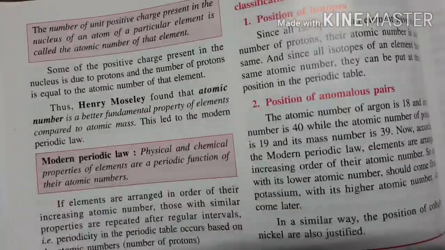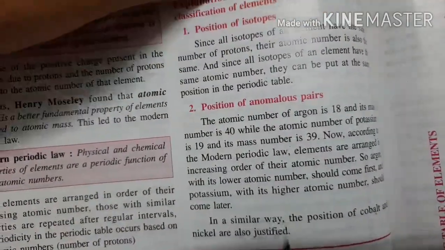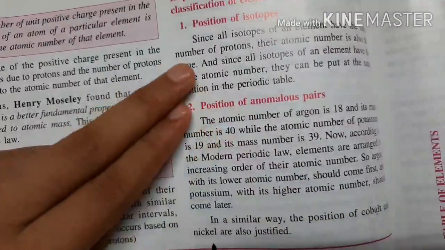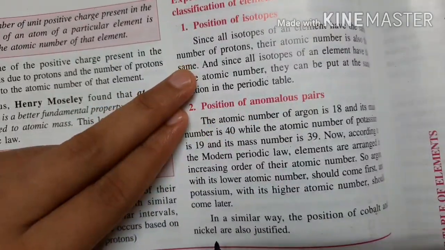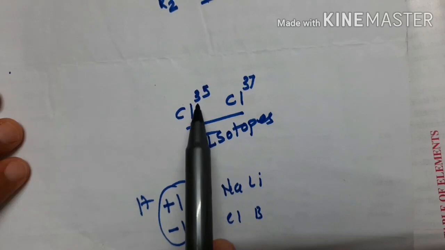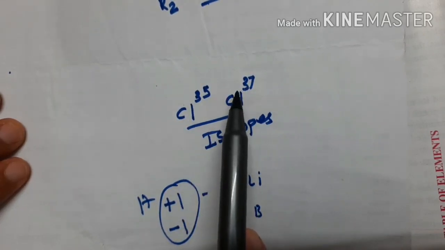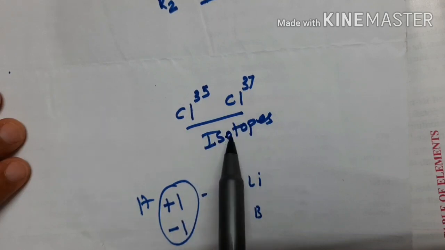Okay. So, what he told explains the anomalies of Mendeleev. Mendeleev told about the position of the isotopes. Now, there is no problem arranging isotopes. Why? Because what is the meaning of isotopes? The same element has two types of atomic mass. That is why it is known as isotopes.